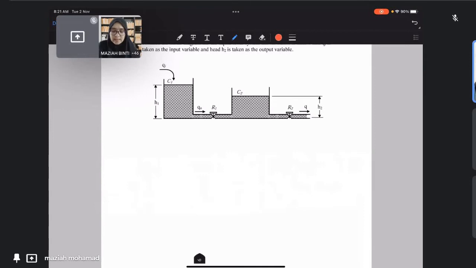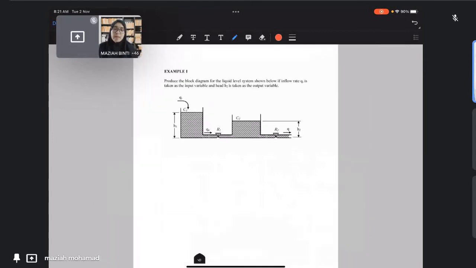Basically this one is similar to the one that we have discussed just now. Let us try to solve this problem. The input is Qi and the output is H2. H2 is here, this is the output.